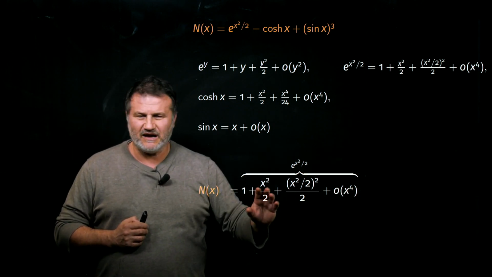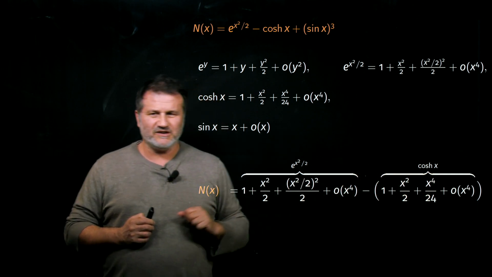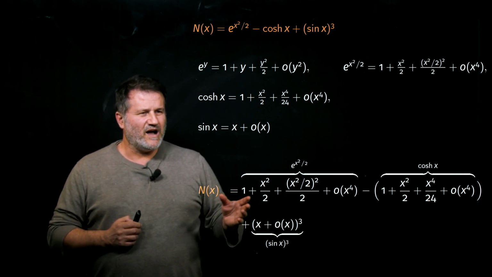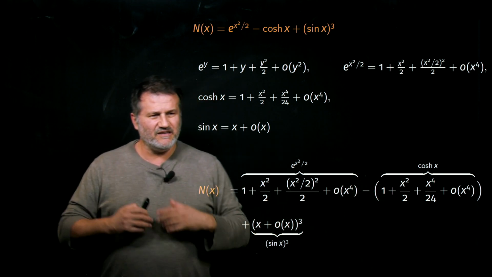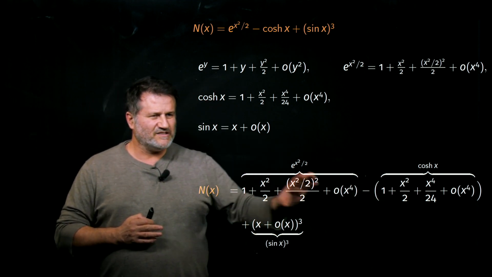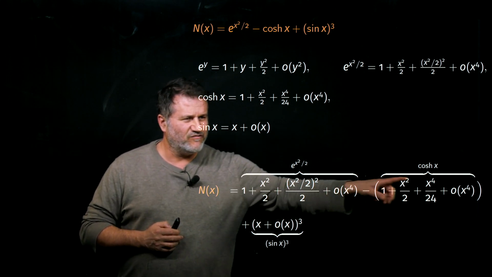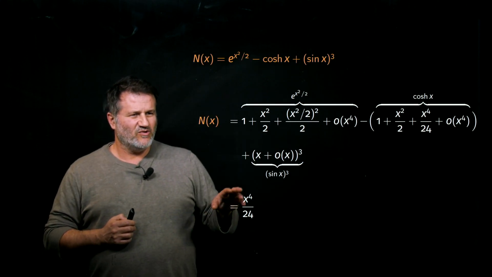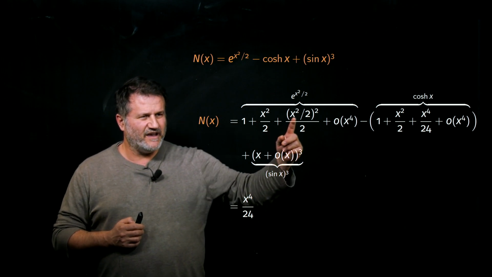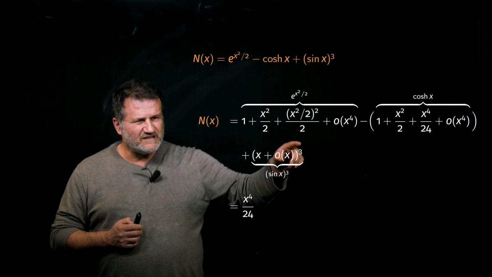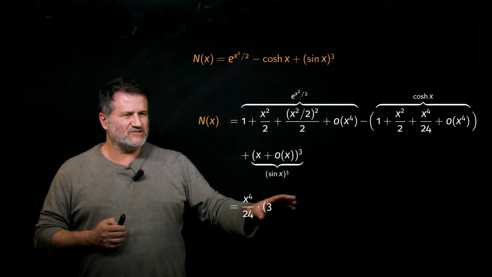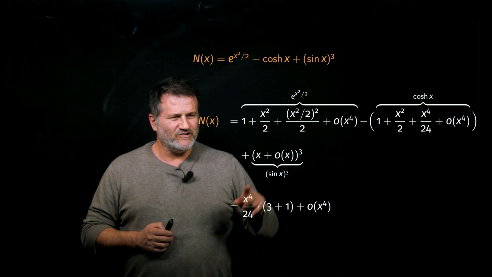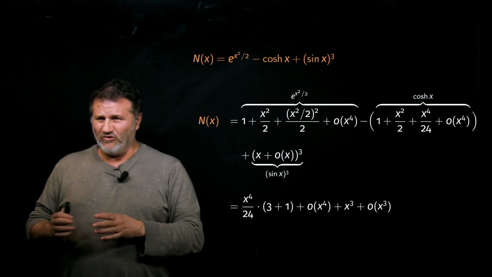So the new expression for the numerator is this: e to x squared over 2 minus the hyperbolic cosine, plus the sine of x cubed, which is here. Again, 1 and x squared over 2 go away because they cancel. What remains are the fourth order terms, little o, and this. Once we look at this expression, we should recognize that we have x to the power 4 divided by 8 and by 24; taking a common denominator, this is something like 3 plus 1. As you will see, it's not relevant. Then we have a little o of x to the power 4. And from this, remember that this is x cubed plus little o of x cubed.